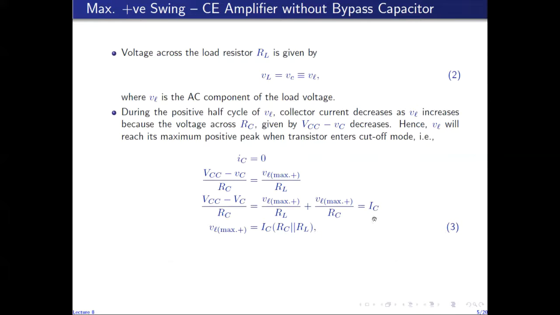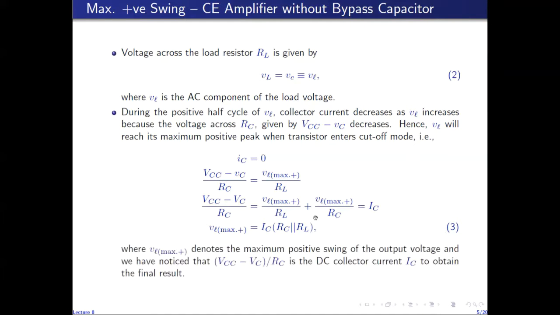So setting this equal to IC, solving, and realizing that the inverse of 1 over RL plus 1 over RC is equal to the parallel combination of RC and RL, we get this expression for the maximum positive peak value of the AC component of the output voltage, which is the load voltage. So the positive swing of the load voltage, or the output voltage, is given by this expression. It is set by the DC component of the collector voltage and these two resistors.